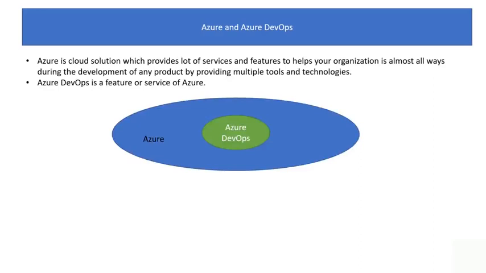Now, what is Azure DevOps? Azure DevOps is a feature or service of Azure. In simple terms, we can say Azure is something very broad, and Azure DevOps is a part of Azure. We can say Azure DevOps is a feature of Azure. If we talk about the graphical representation, Azure is something which is very big, and Azure DevOps is a part of Azure.